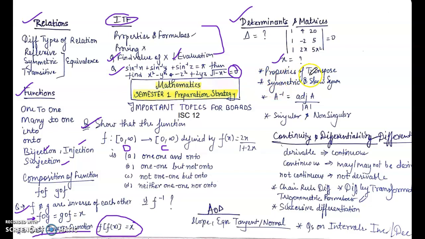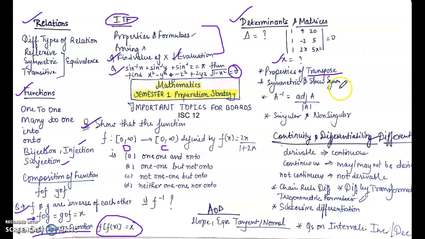Properties of transpose. Again, it is a very important topic and most of you neglect this, but it may come in your board examination. They'll ask you to solve something based on its property. Symmetric and skew symmetric matrix, and the sum expresses that this matrix is the sum of symmetric and skew symmetric.